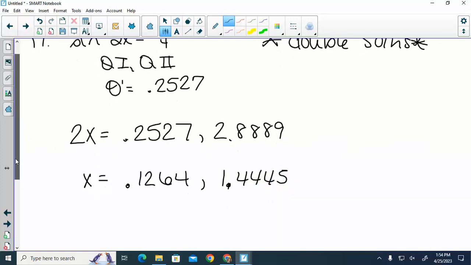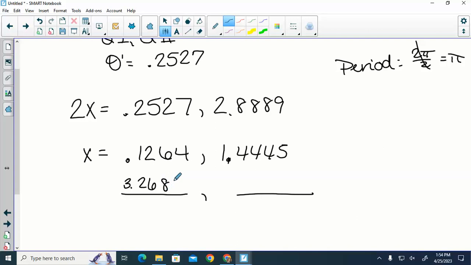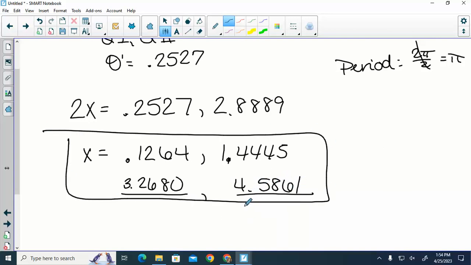Alright, so we said double solution, so we have 2, if we double that we need 4. To get it, we add the period. Normal period 2 pi divided by the coefficient of x, and we just get pi. So then you have to do pi plus each of those solutions. And we get our final.